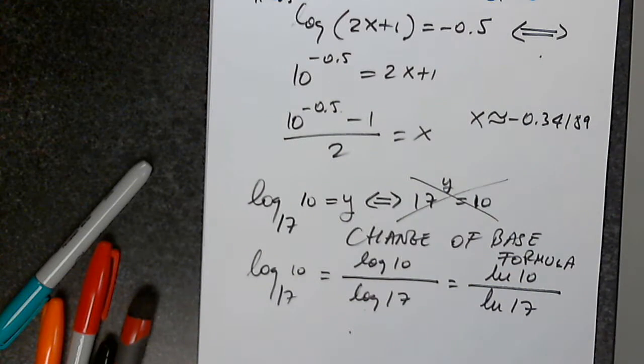Indeed, 0.8127 is the correct number. Log base 17 of 10 is 0.8127. This is the entire material for the course, and the entire material for test 4. There is nothing else.